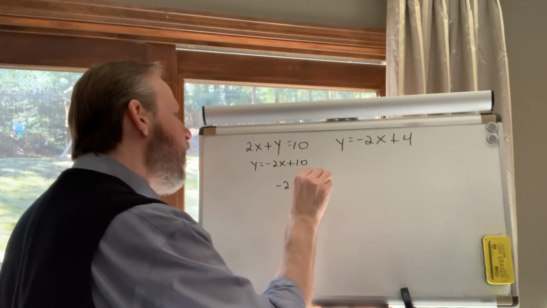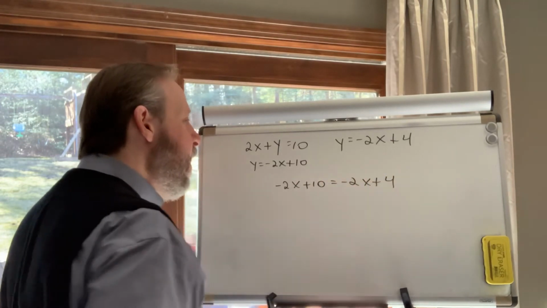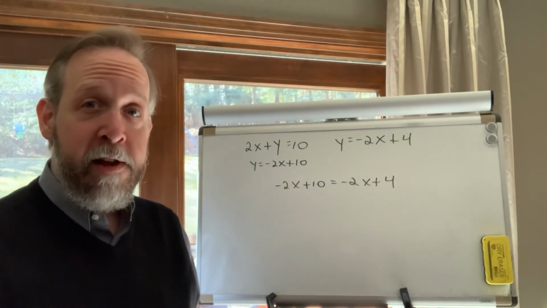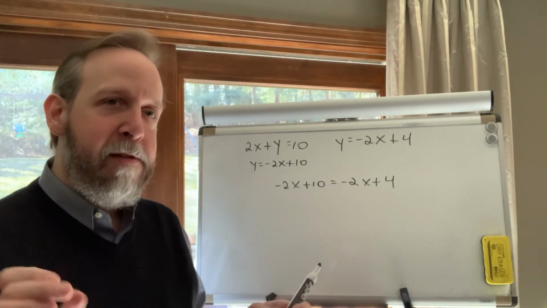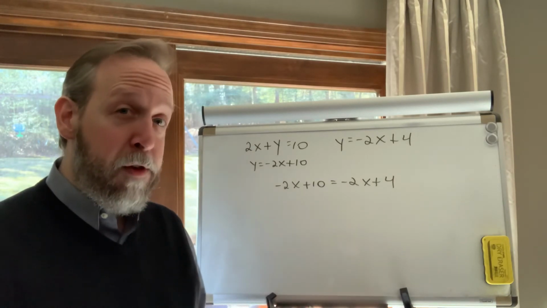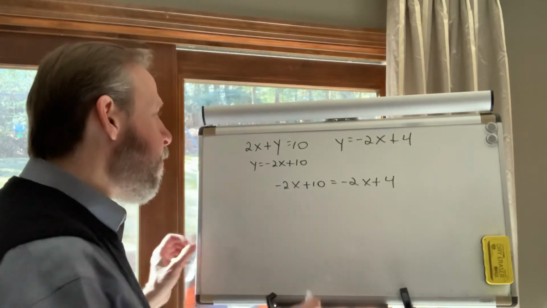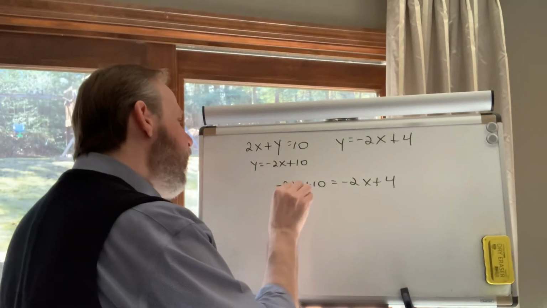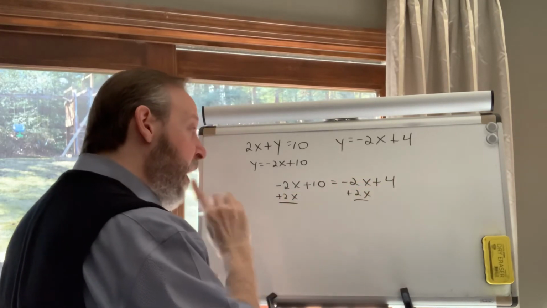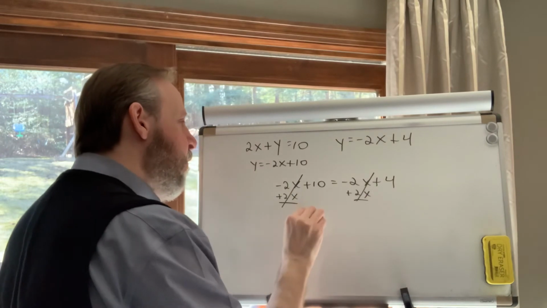Negative 2x plus 10 equals negative 2x plus 4. Again, I already know it's a special system. What do I expect to happen in a special system? I expect the variable to drop out, and the numbers remaining should either be true or false, and it's going to tell us what kind of system it is. I'm going to add 2x to both sides, and in this case, they will both cancel because negative 2x plus 2x is nothing on both sides.